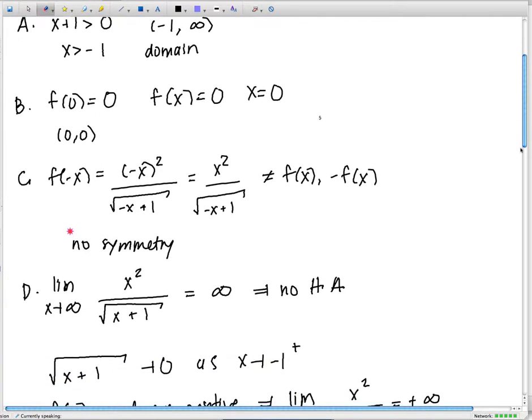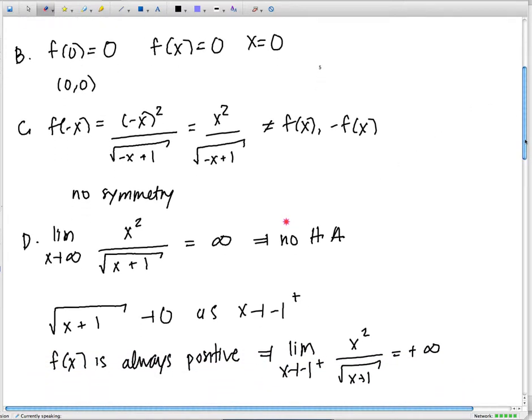What about asymptotes? The limit as x goes to infinity of x squared over root x plus 1 is infinity. Now we don't need to worry about the limit as x goes to negative infinity, right? Because our domain is only -1 to infinity. So we have no horizontal asymptote because the limit as x goes to infinity of f of x is infinity.